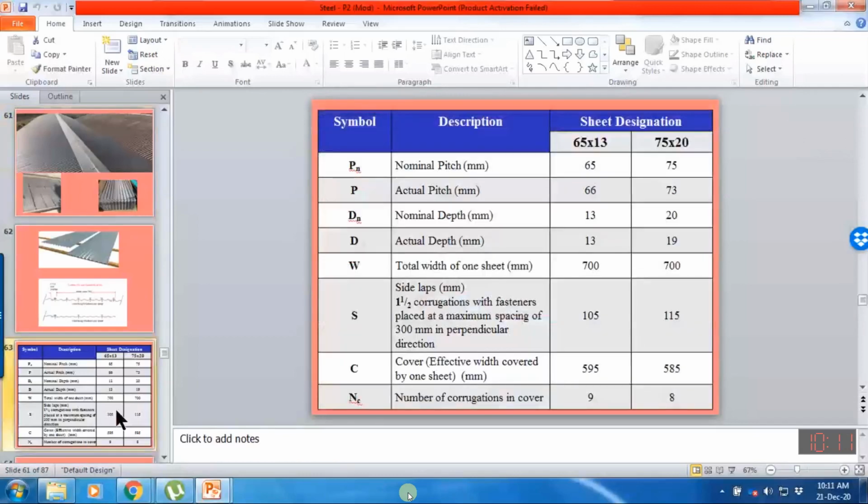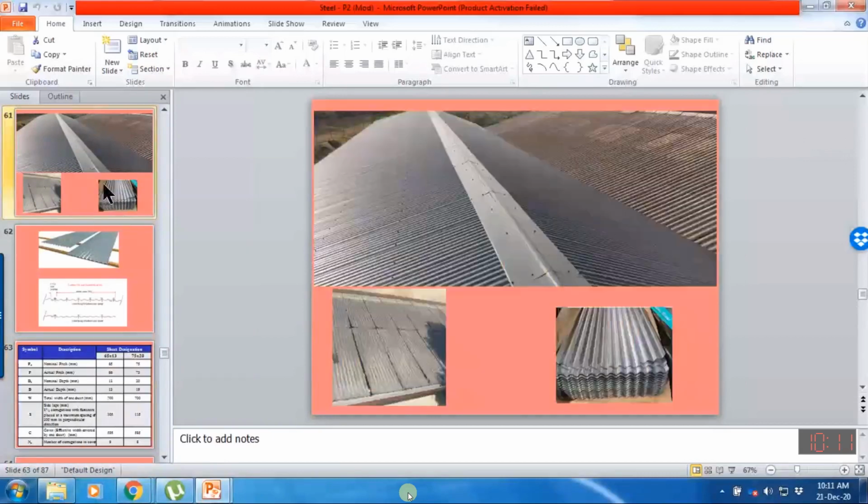So these are some guidelines given by the code. Side lab 1.5 corrugation, with fasteners placed at a maximum spacing of 300 millimeter in the perpendicular direction. So in the perpendicular direction, the side lab is to be connected with bolts whose spacing should not be more than 300 millimeter. Which is the side lab? This is the side lab, this one. Along this length, we should connect the side lab with ordinary bolts whose spacing should not be more than 300 millimeter, or 1 feet.